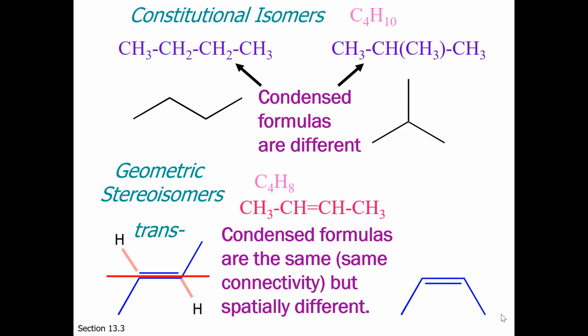The isomer on the left is known as trans. So if you draw a line between carbons 2 and 3, and then draw the hydrogen groups, you can see that they are on the opposite side of the double bond. The isomer on the right is known as cis. If we draw that line between carbons 2 and 3, you can see that the hydrogens are on the same side of the double bond.